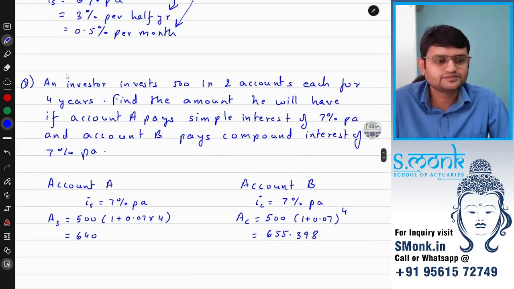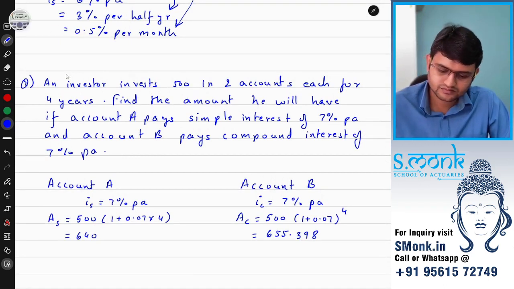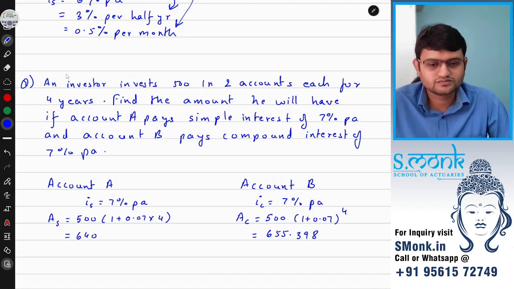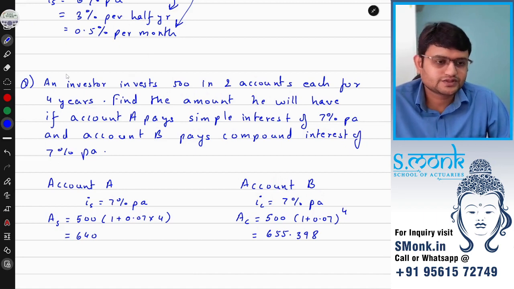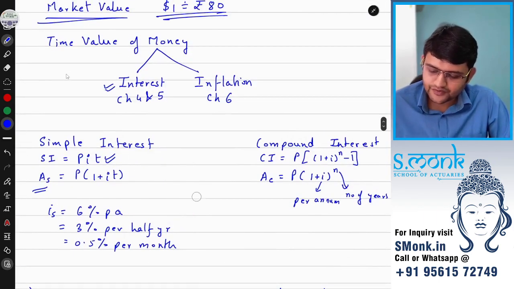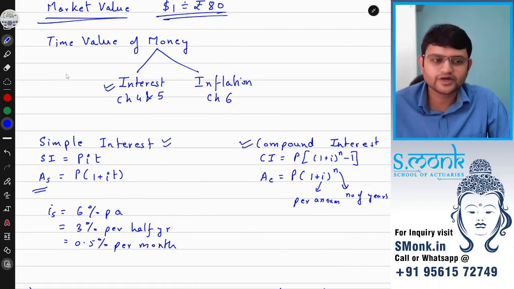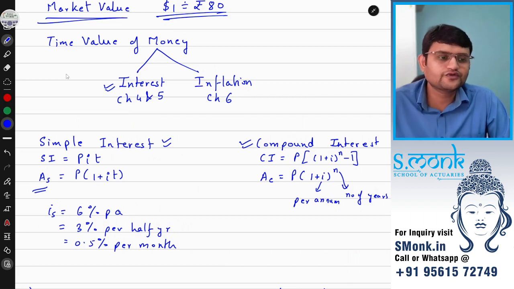Any problem here? Now we understand how simple interest and compound interest works. But can you tell me, why do we have two different rates of interest? Why do we have simple interest and compound interest? Why not just study one? Why are we studying two different rates?